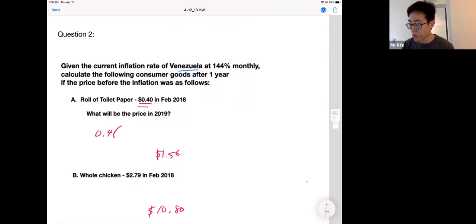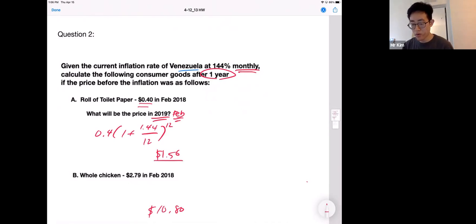So 1 plus 1.44 divided by monthly, so that's 12. I know that this is 2019, but to be more precise, it ships in February of 2019. So I knew that the question was designed for 1 full year. So that's 12 times, to the calculator. So 1 plus 1.44 divided by 12, just verifying our answers real quick.